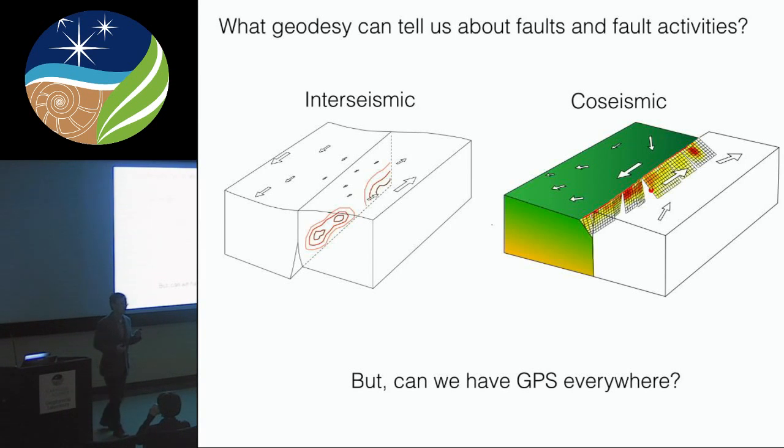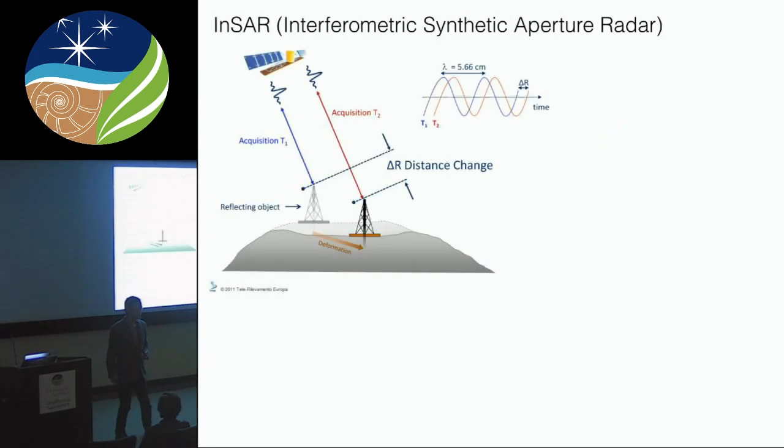So we need to find a new solution that can image the entire crustal system without spending too much money. That comes to a new idea: we use radar data from satellites orbiting the Earth. This is the technology we call InSAR. The full name is interferometric synthetic aperture radar. Synthetic aperture radar, or SAR, is a kind of radar image.